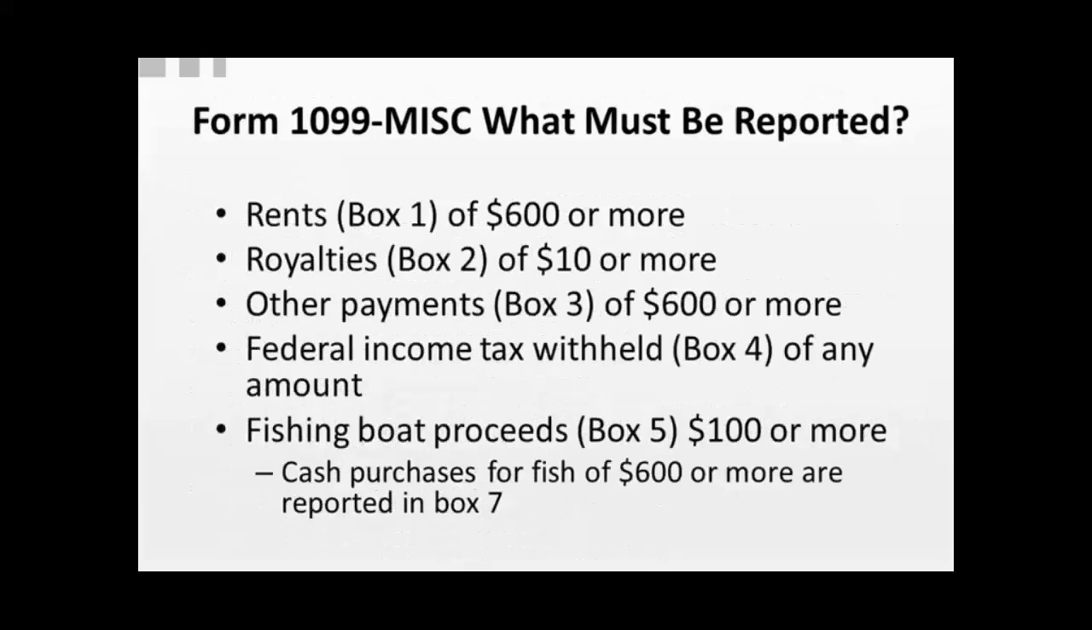Okay, let's walk through the 1099 miscellaneous box by box, and the rents are reported in Box 7 of $600 or more. Rental real estate, rental of equipment, rental of farmland.